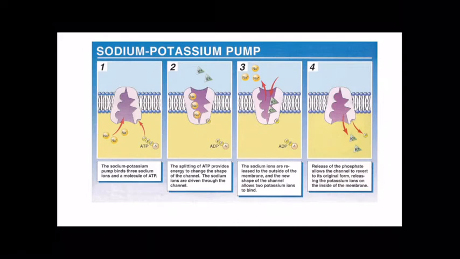Some cells will use up to 40% of the ATP that they produce just to run this sodium-potassium pump. Some cells use this pump a lot and constantly, specifically big nerve cells and muscle cells.